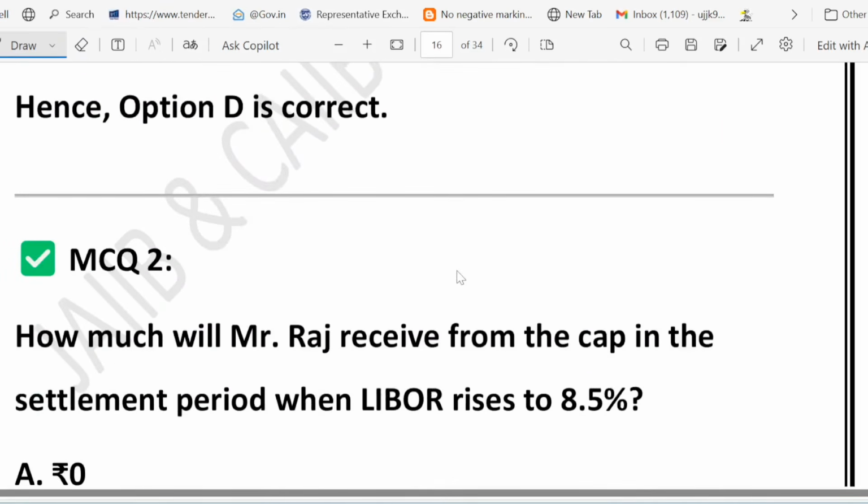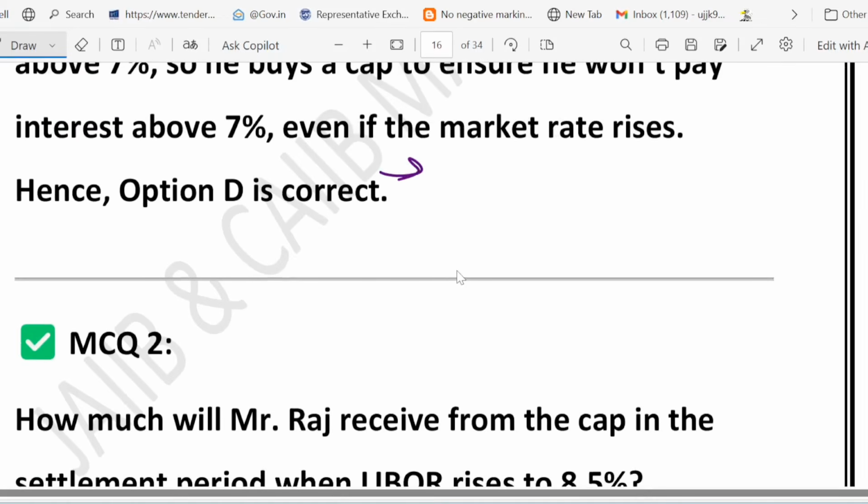So let's summarize what we came to know in this particular question. Friends, we talked about the interest rate cap. It is a kind of ceiling on how high an interest rate payment can go. In the case of Mr. Raj, you can see he has a floating rate loan. The interest rate moves with LIBOR. He wants to avoid paying more than 7%, so he buys a cap at 7%. If LIBOR goes to 8.5%, he still pays only 7%, and the cap seller pays the rest.